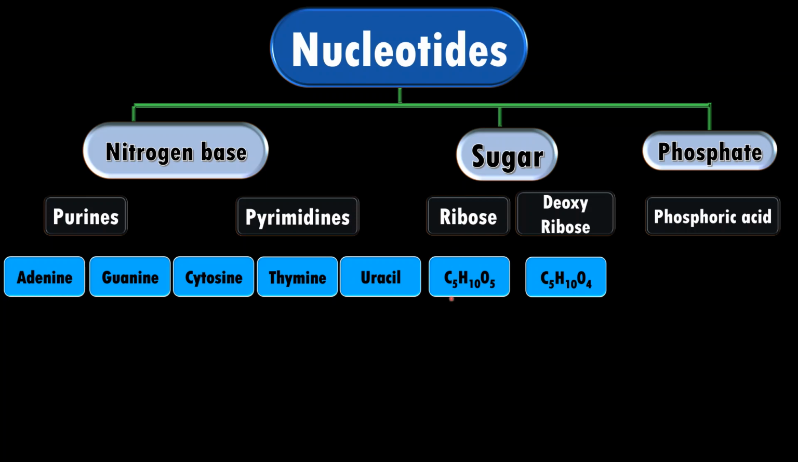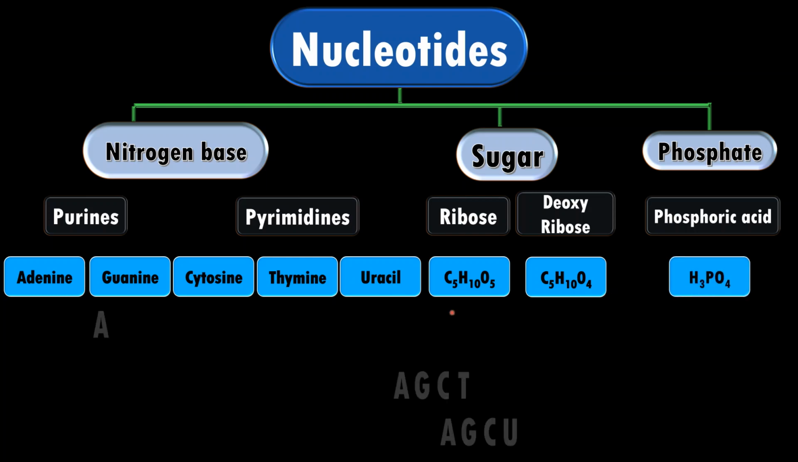The molecular formula of ribose sugar is C5H10O5. Students, there is one oxygen less in deoxyribose sugar and it is C5H10O4. We can write the phosphoric acid as H3PO4.